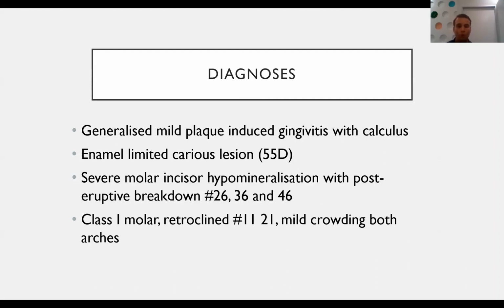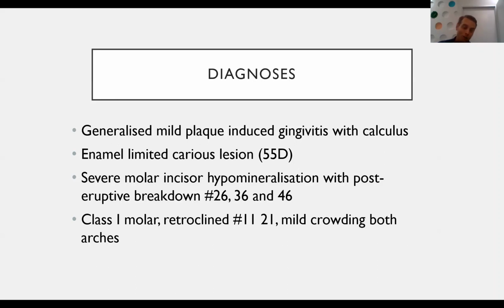A really important thing to gather at this point in time is what their orthodontic relationship is. And he's quite routine, actually. He's class 1 molar. He's slightly retroclined 1-1-2-1, but he's got a bit of mild crowding in both arches. So we pretty much have all the information we need now.